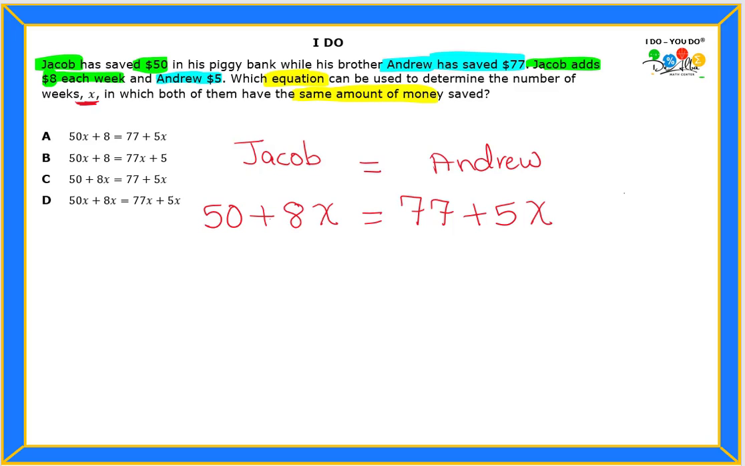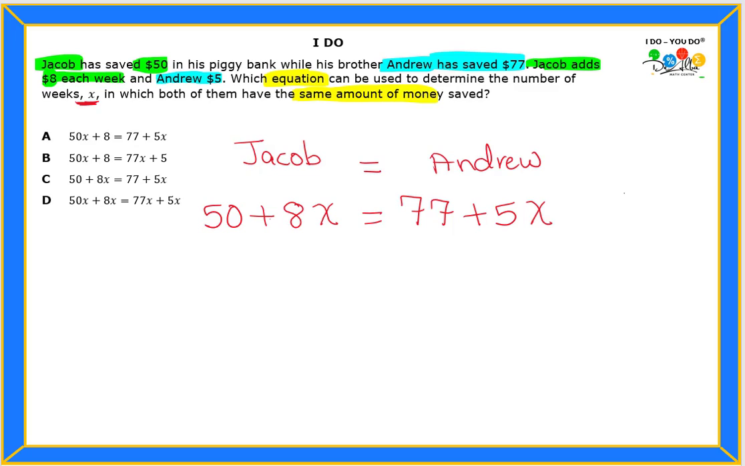So what's going to be important here is when you read the word problem, make sure that you identify who or what numbers go with Jacob in this case and what numbers go with Andrew. You can circle them or you can underline if you don't have a highlighter, right? It's up to you. So let's look at the answer choices.